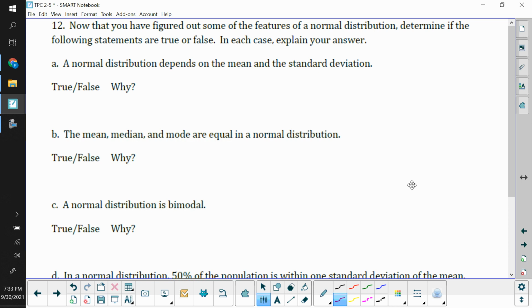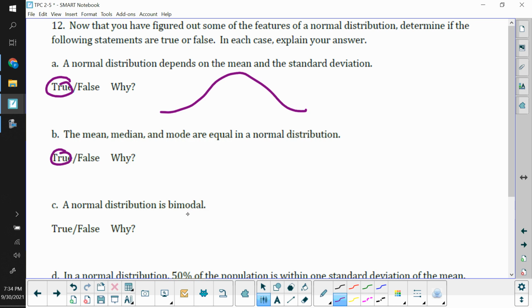So moving on to 12. A normal distribution depends on the mean and the standard deviation. The location of the mound will change, and how spread out it is, but it still has the same nice shape. The mean, median, and mode are always equal for that.